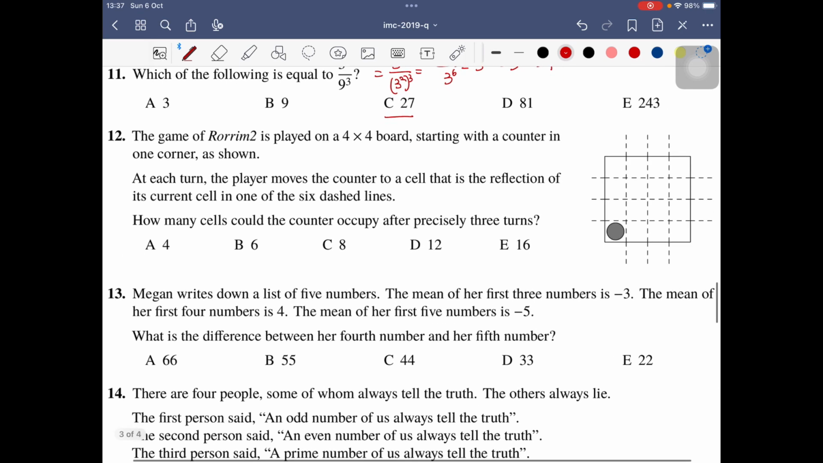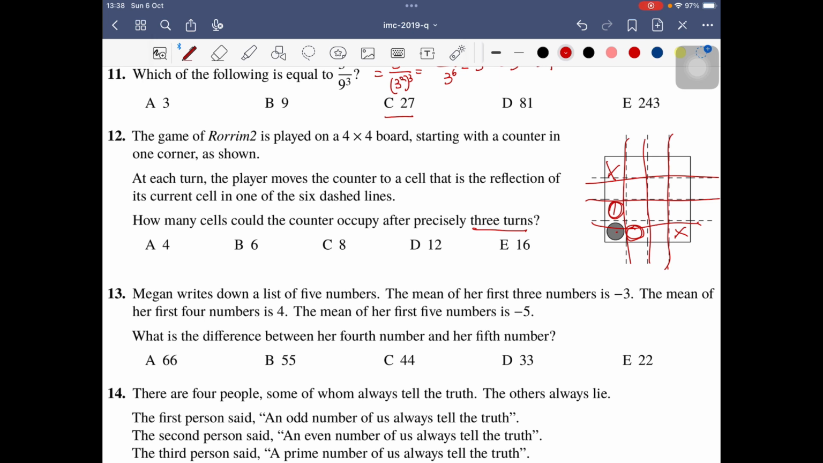A counter is placed on a 4x4 board, so it starts from there. Each turn, it moves by reflection of its current cell in a dashed line. How many cells could the counter occupy after 3 turns? So this is like reflection. For example, this can be reflected here or here with this line, and with this line here or here. So it cannot move over the third line.